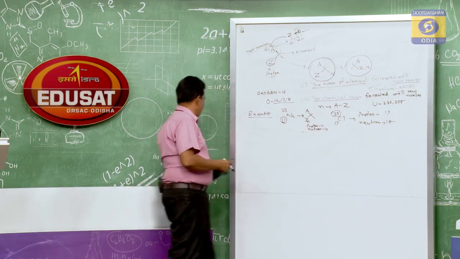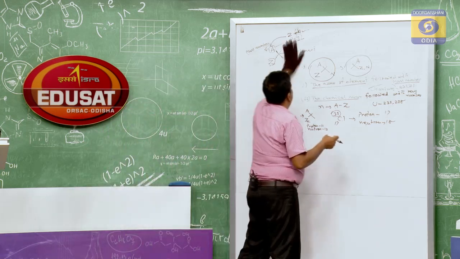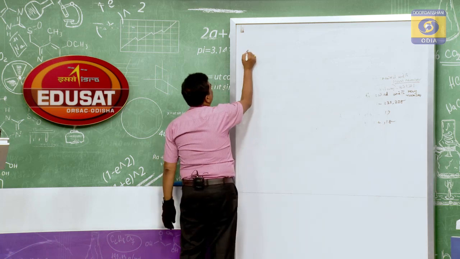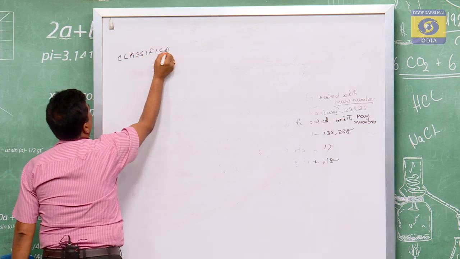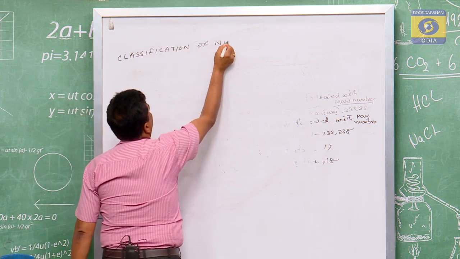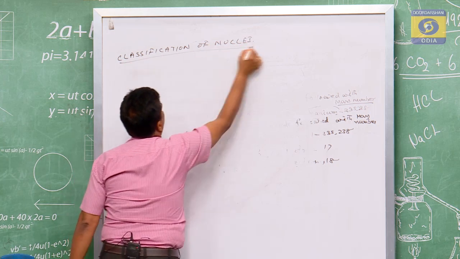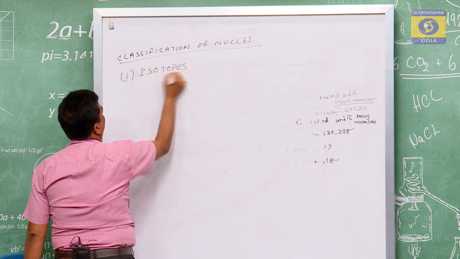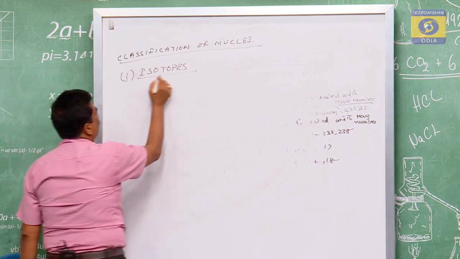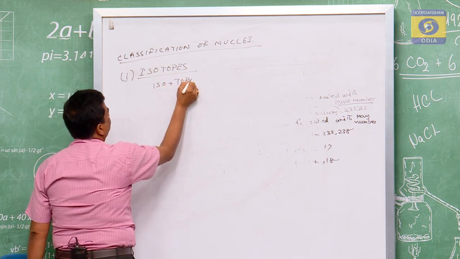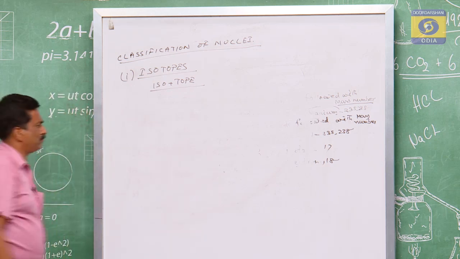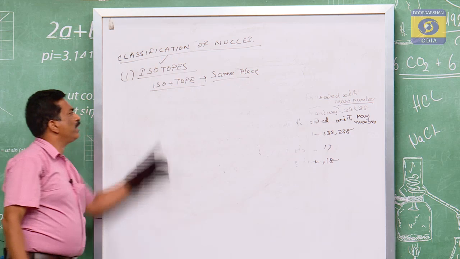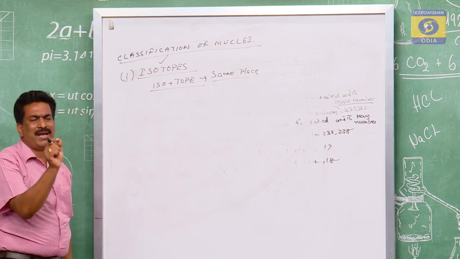Next, we will see the classification of the nuclei. Classification means you have to classify them into different types. The first type of classification is isotopes. Isotope is the sum of two words, iso plus tope. Iso means same place, that is, the place remains the same.